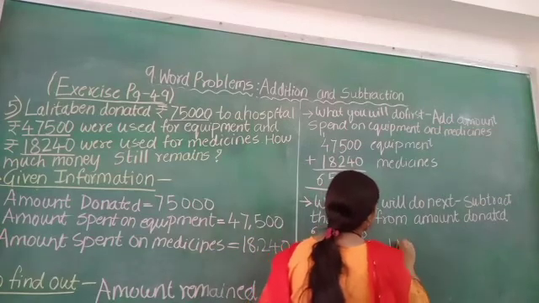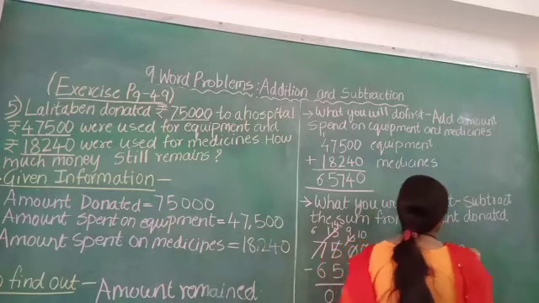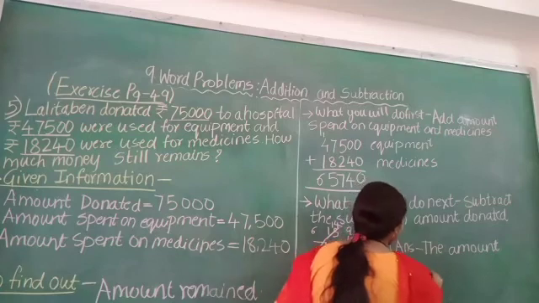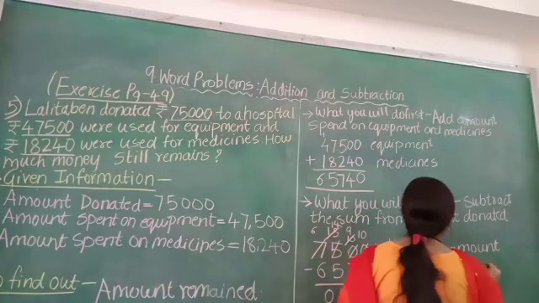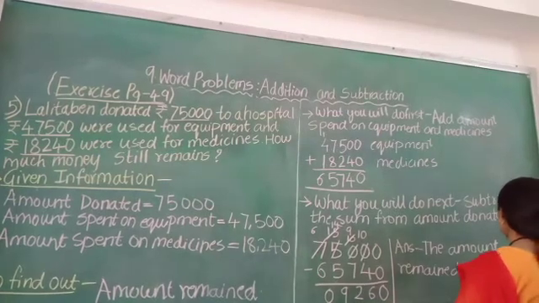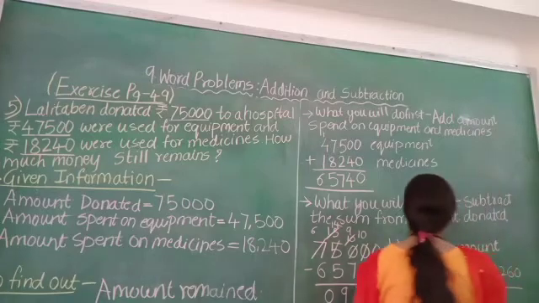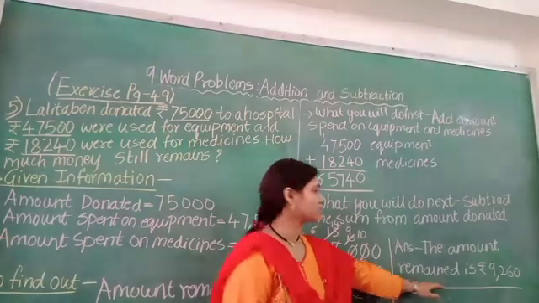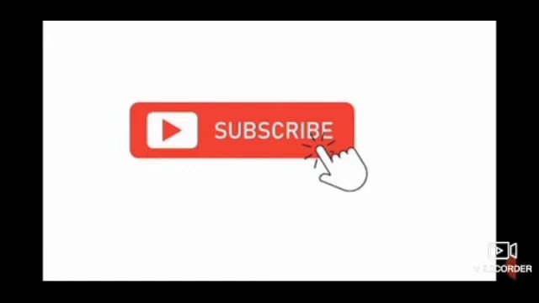So we will write here the answer. The amount remained is rupees 9,260. So here you write 9,260. This is the final answer. The amount which has remained is 9,260. I hope you all might have understood till here.